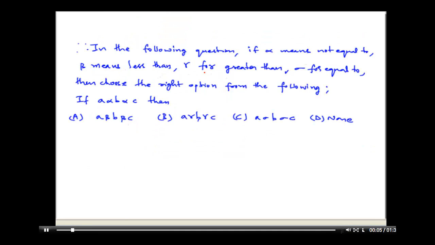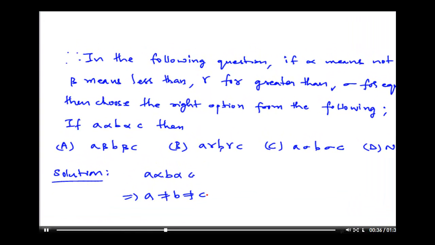Equal to, beta means less than, gamma means greater than, sigma means equal to. Then choose the right option from the following. Given A alpha B alpha C, we need to choose the correct statement from the given choices which is implied from the given statement. Let us begin with the solution. A alpha B alpha C implies A is not equal to B, not equal to C. This is the given statement.